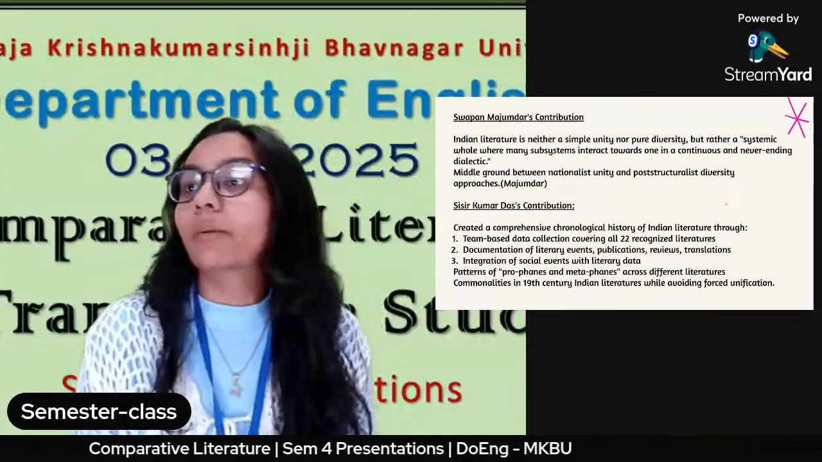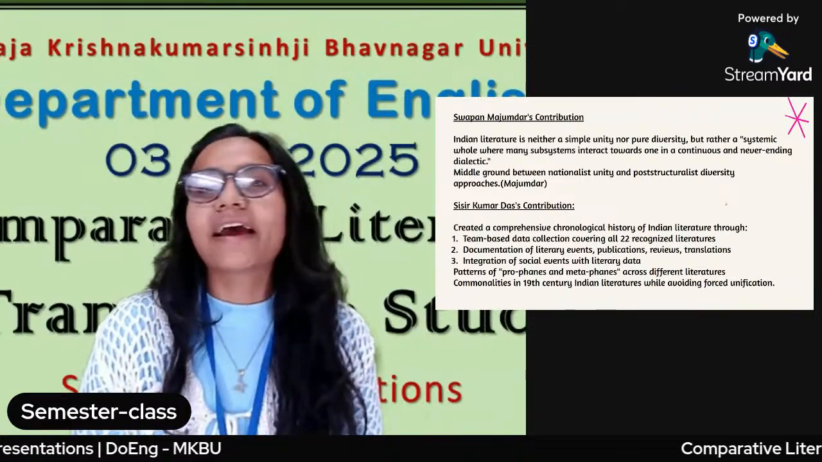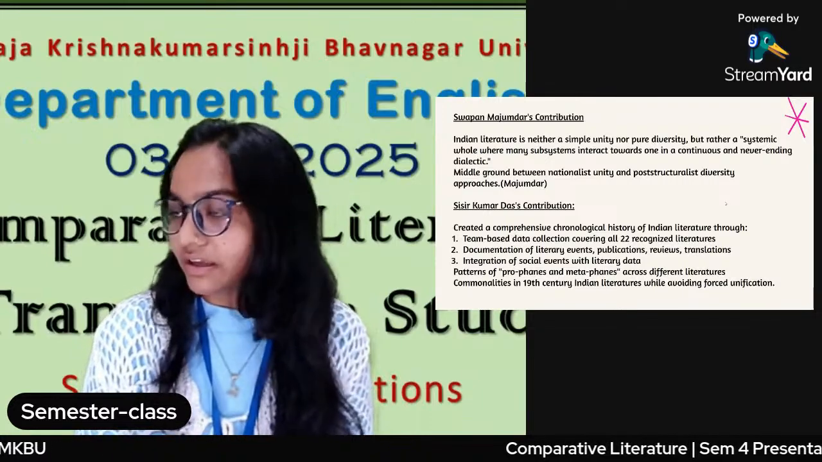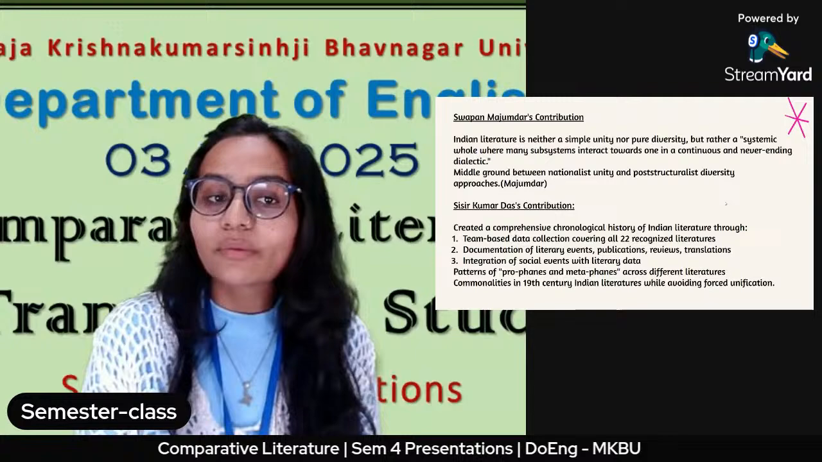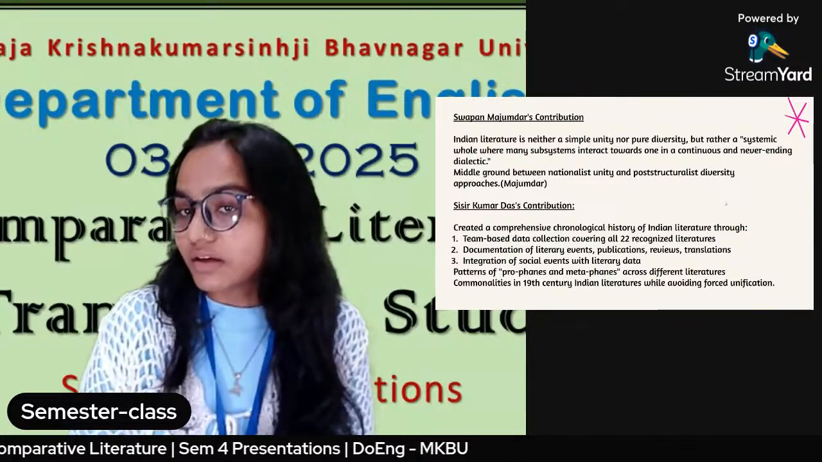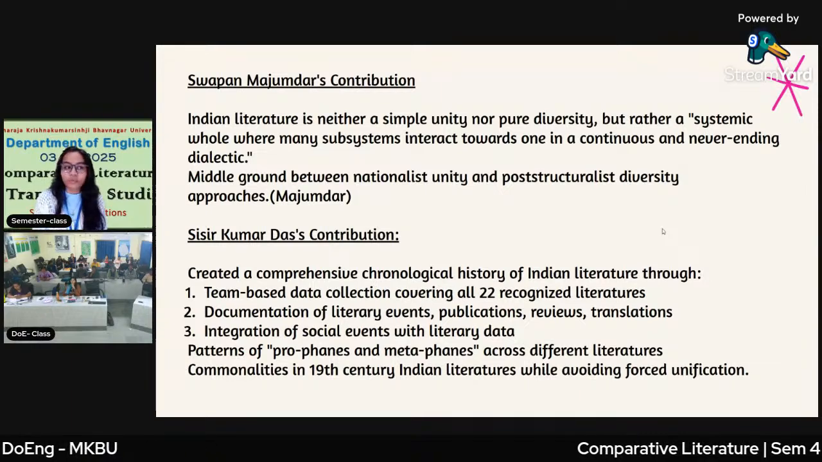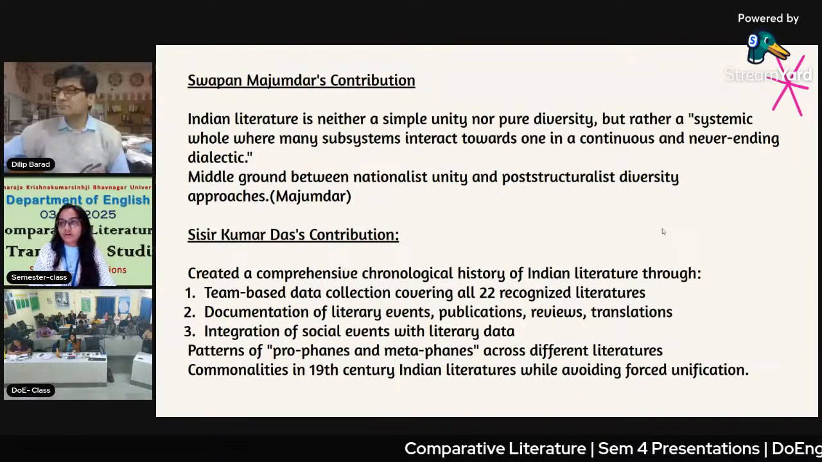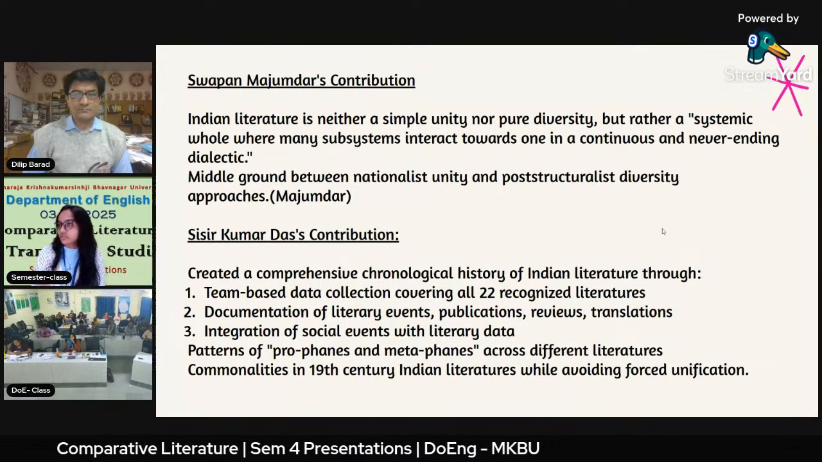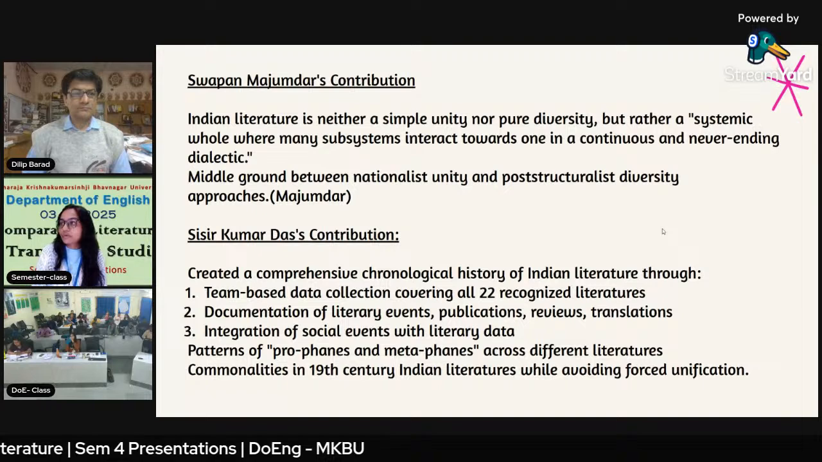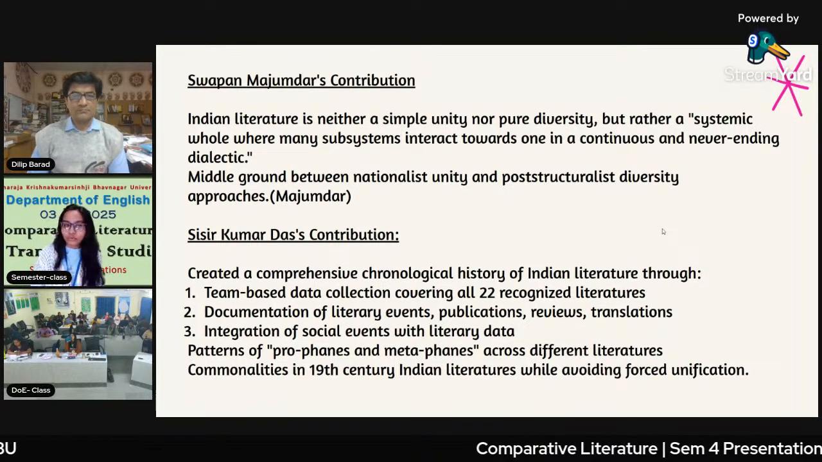Swapan Majumdar, in his book Comparative Literature: An Indian Dimension, talks about how Indian literature is neither a simple unity nor a pure diversity. He said, I quote, a systematic whole where many subsystems interact towards one in continuous and never-ending dialectic, unquote. So, by this argument, Amiya Dev takes a middle ground: that Indian comparative literature is unified, but it has diversity, and we have to take a middle ground, where we acknowledge the diversity and we have to find the unity as well.